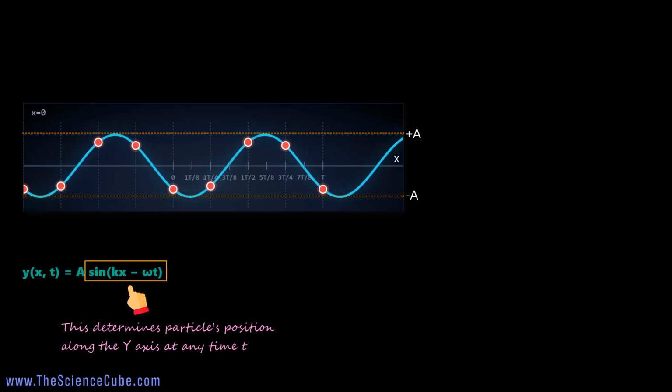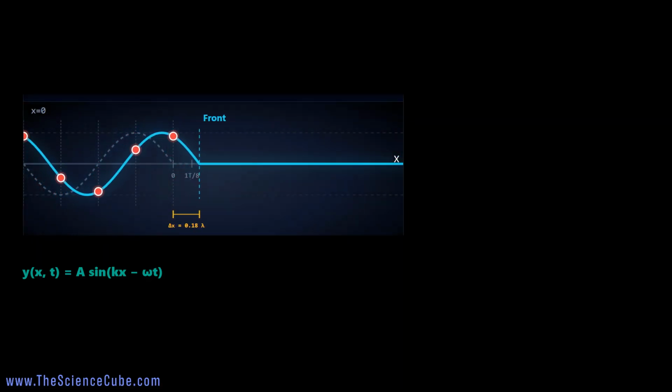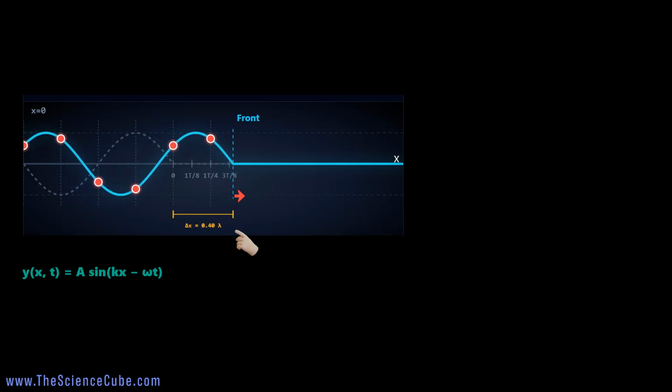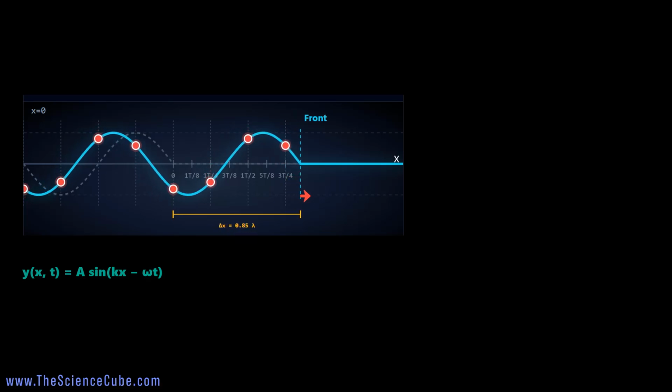Now let's talk about the spacing of the wave, that is, the wavelength lambda. And the simple way of understanding it is that it is the distance measured parallel to the direction of travel between repetitions of the wave shape.